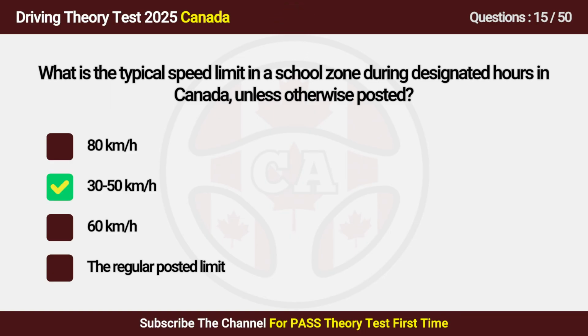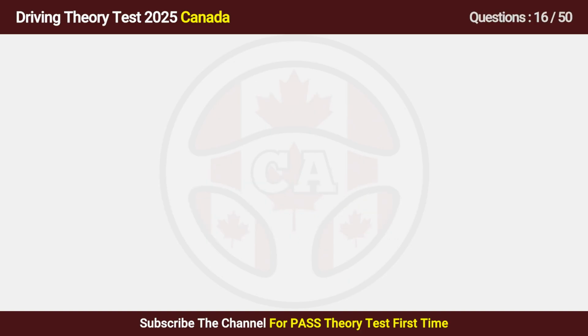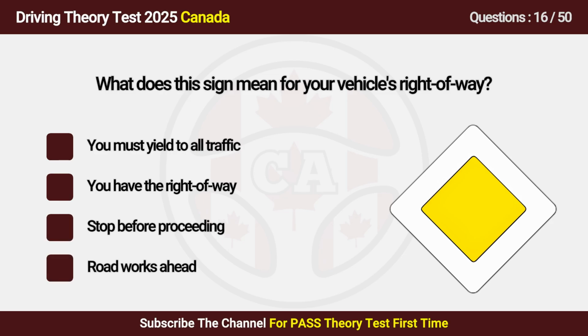Answer is B. Speed limits in school zones are typically 30 or 50 during school hours when children are present, depending on the province or territory. Question 16. What does this sign mean for your vehicle?